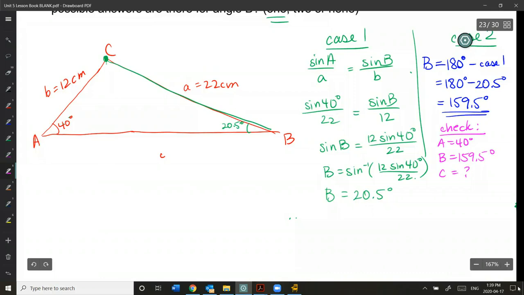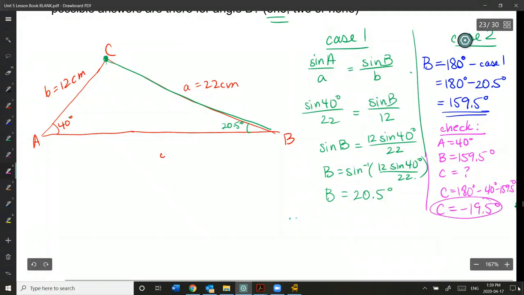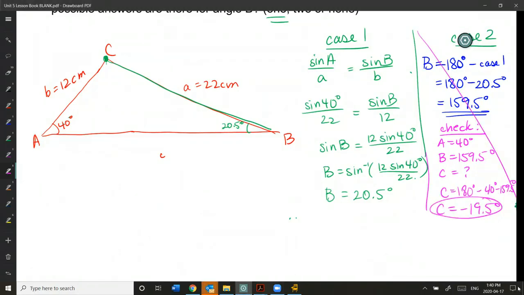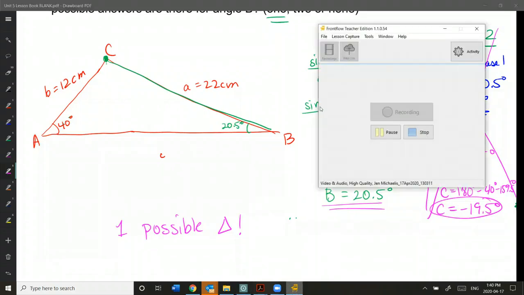What would angle C be? Well, angle C is 180 minus the other two angles. So let's see what happens when we subtract these from 180. Well, what's going to happen here is I'm actually getting a negative answer. I get negative 19.5 degrees. And we know that getting a negative angle is actually not possible, which means that the entire case 2 is not a possible case. So we actually don't have a case 2. We only have one possible triangle that can be created here. And that's where angle B is 20.5 degrees.